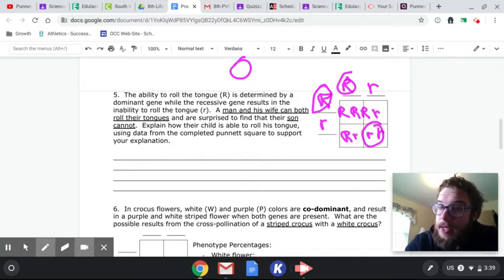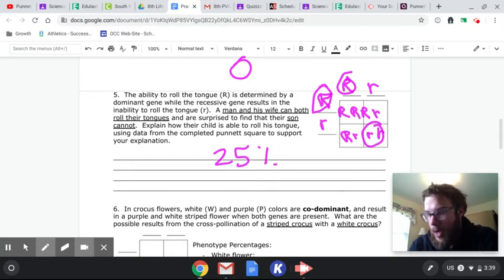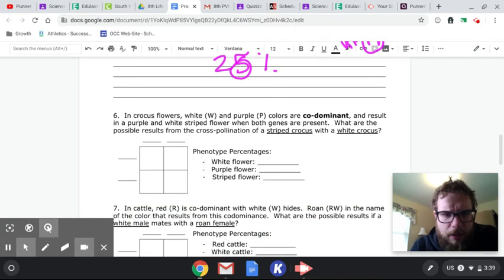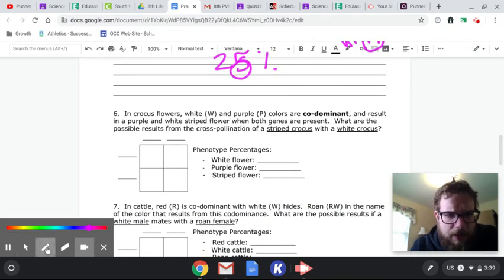And even then, it's only what? It's a 25% chance that their offspring is going to not be able to roll his tongue. So really, if they were hoping to have a son that could roll his tongue, they got unlucky because it was a 25% chance that he would not be able to. That's kind of a weird thing to hope for. But anyway, number 6, I'm not here to judge.